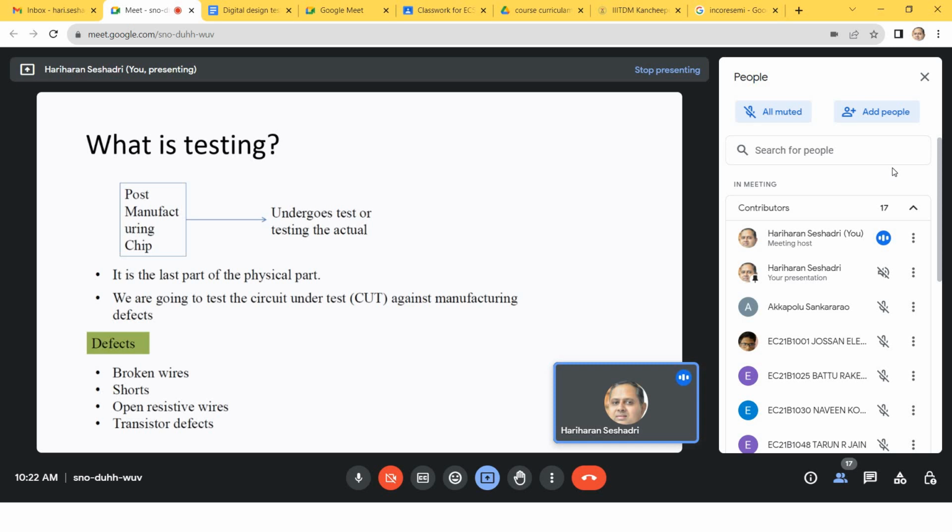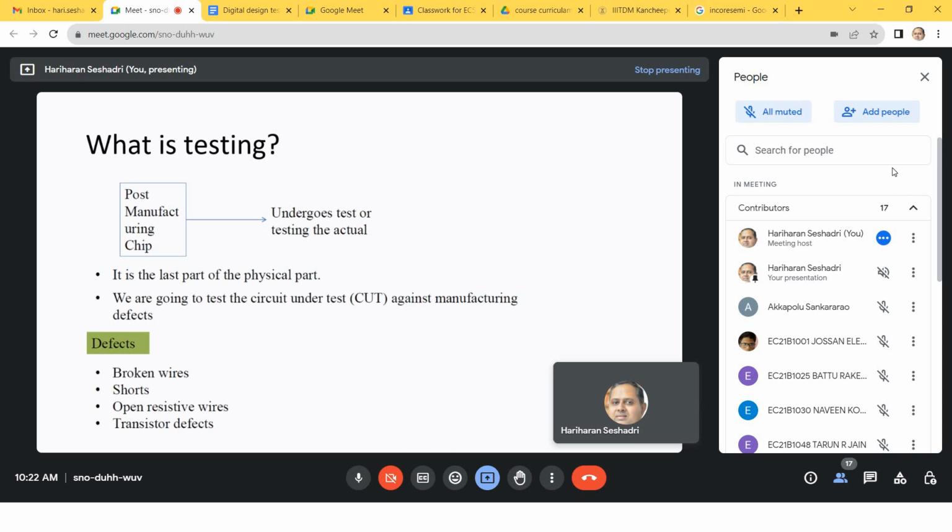What does open resistive wire mean? What does open mean? When you don't know some word, break it into parts. Open, what is resistive, what is wire? You know what is a wire? What is open, what is resistive? Then you connect together and make a meaning. That's how you'll have to understand, right? Open, resistive wire.